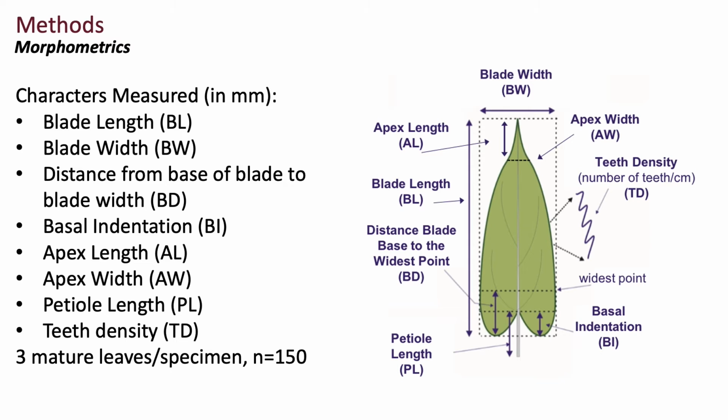So to do that, I took some various measurements of leaves. So blade length, blade width, distance from the base of the blade to the widest point, basal indentation, which is the measurement from the base of the leaf to the insertion point of the petiole, apex length, apex width, petiole length, and teeth density. These were all taken in millimeters using a ruler or sometimes on images using ImageJ. And we took measurements of 3 mature leaves per specimen. So the largest leaf, the smallest leaf, and then an intermediate one.